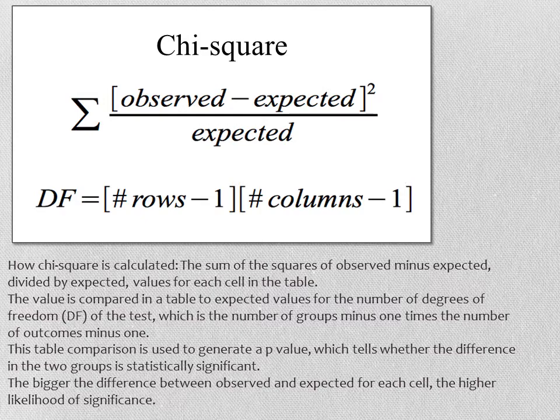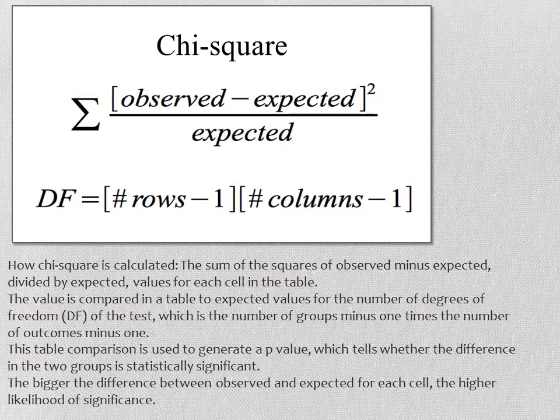Then that number is compared in a table to expected values for the number of degrees of freedom on the test. This is a concept that I always have trouble with, a lot of people do, but basically degrees of freedom has to do with how many different things you are looking at in your table. In this case, the degrees of freedom would be 1 because you have 2 rows and 2 columns. So 2 minus 1, which is 1, times 2 minus 1, which is 1. So that's 1. So it's a 2x2 table. But if you were looking at a 6x6 table, then your degrees of freedom would be different, and you would look at a different number.